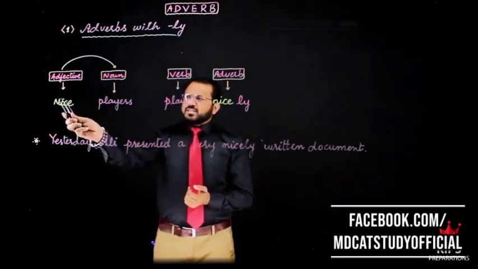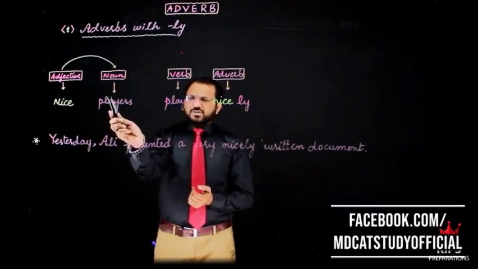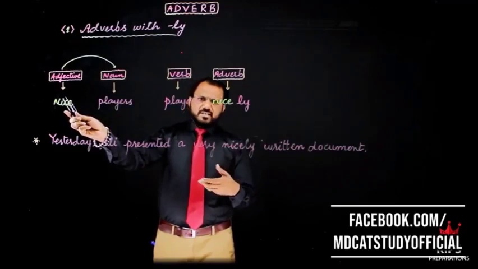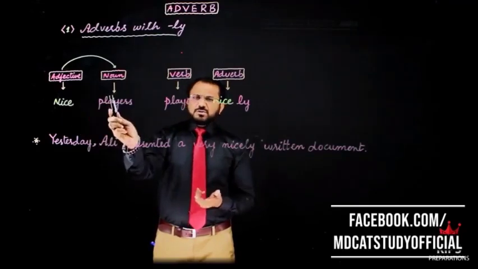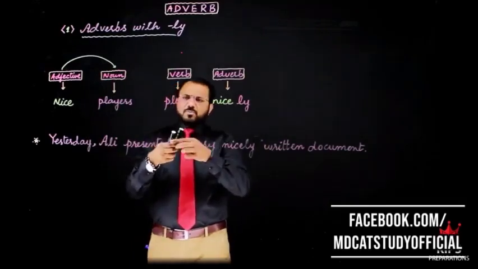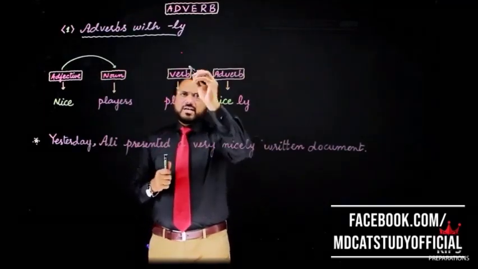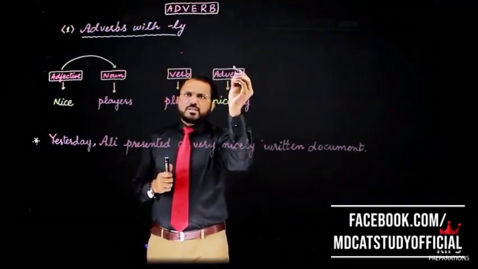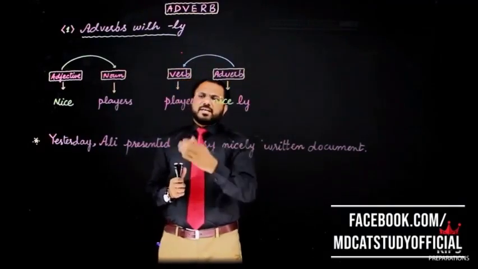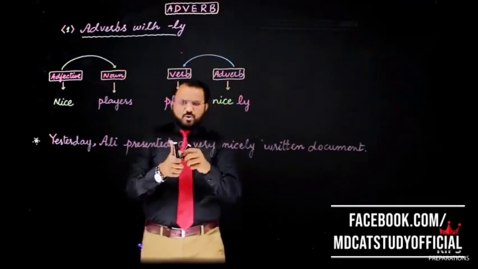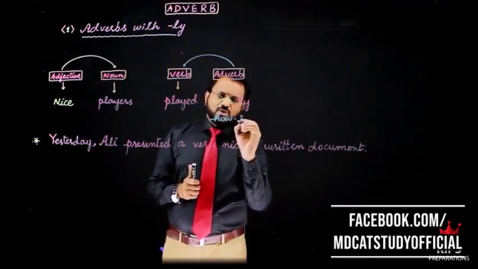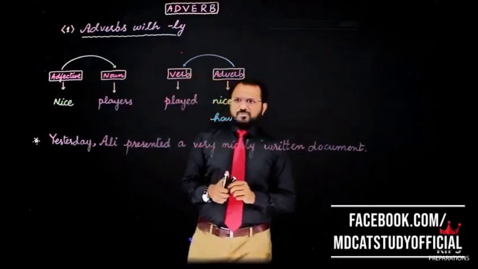So an adjective adds more meaning to a noun. Players is a noun. So in "nice players," nice is a word that is giving extra information about the noun player. And the word that adds more meaning to a verb is called an adverb. So an adverb is a word that adds more meaning to a verb. For example, played. Played how? Nicely. So all the words in the English language that answer "how" are called adverbs, adverbs of manner.